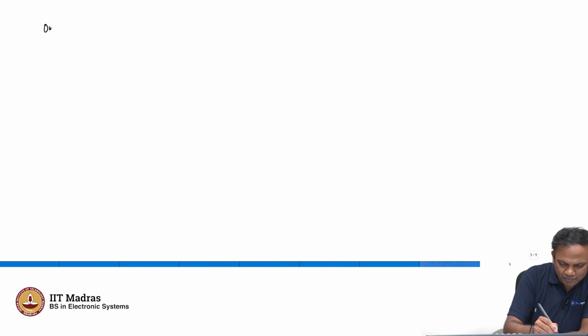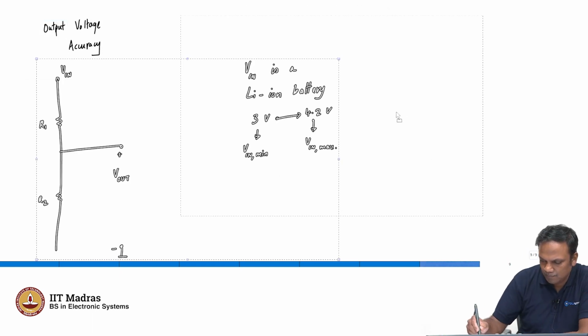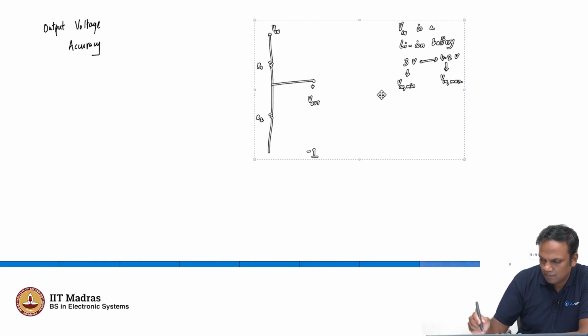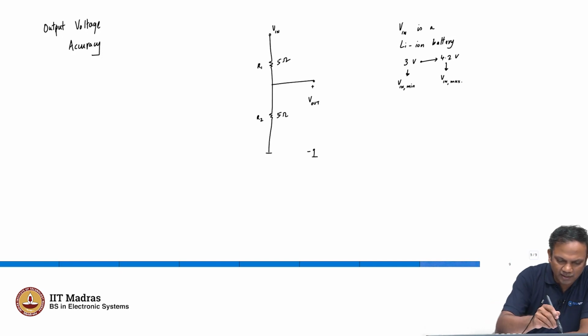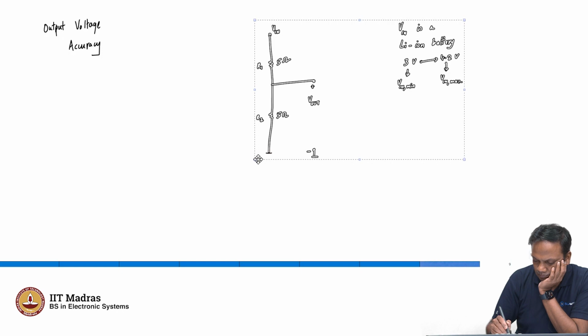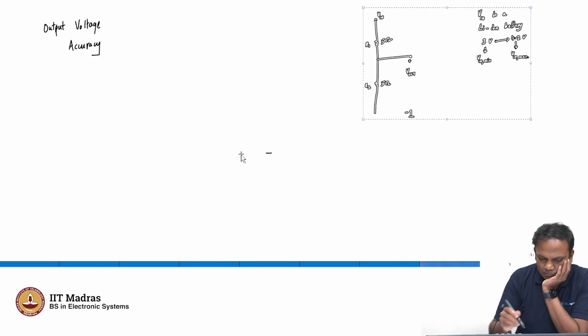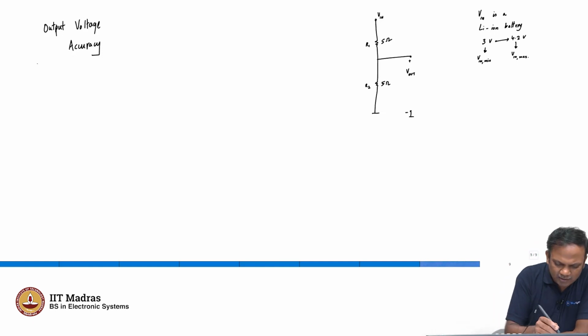So, now we have output voltage. Now, things are going to get a little more interesting. Now you look at what is output voltage accuracy.